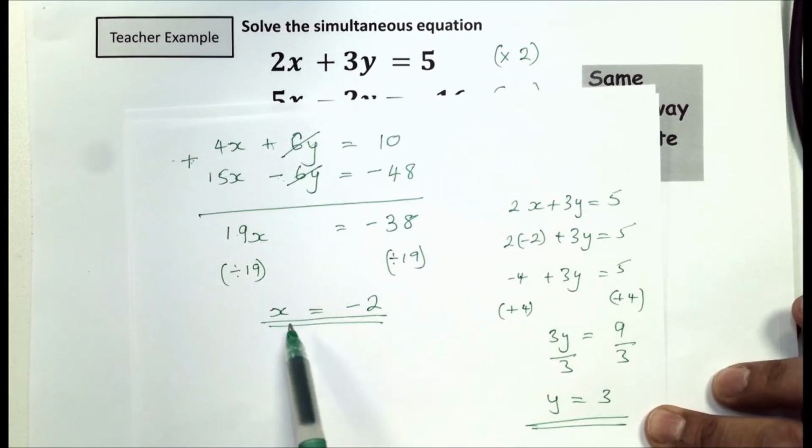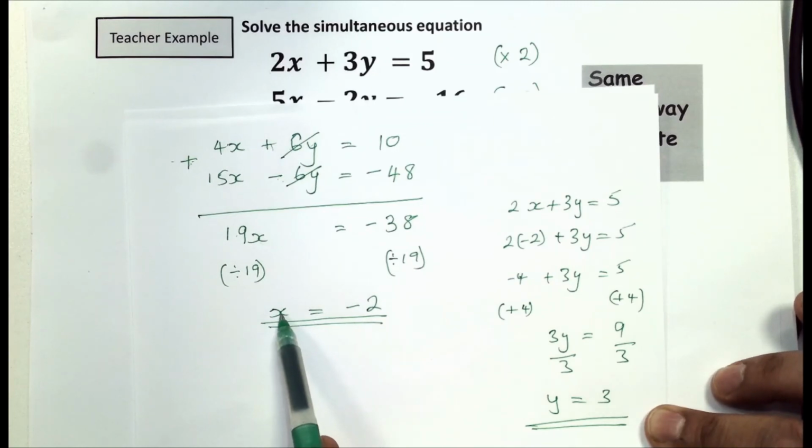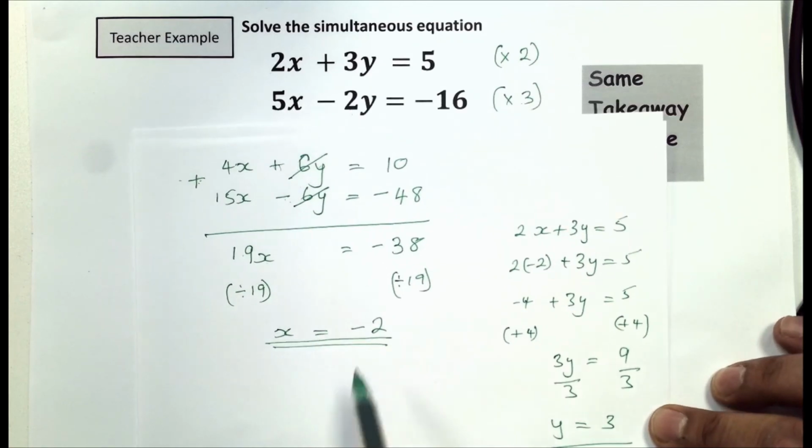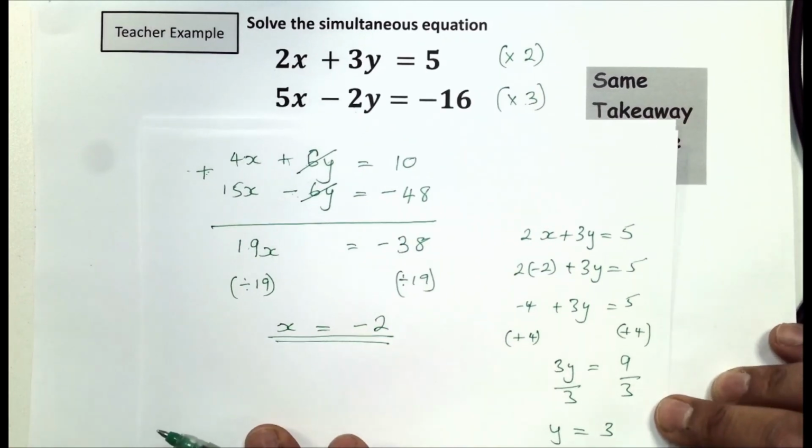So again, we've got two values. The corresponding values are when x equals minus 2, y is equal to 3. And again, we can check by substituting these back into the second equation.